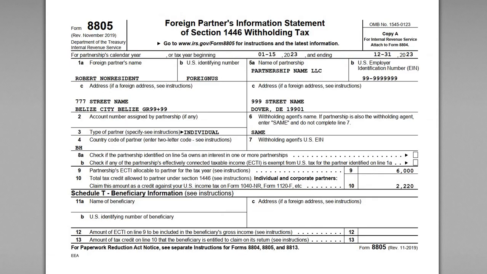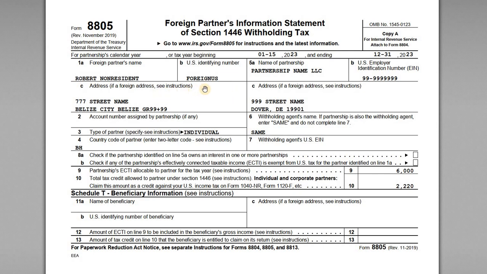So the last item that's included with the K-1 package is this 8805. So the 8805 foreign partners information statement, we have Robert non-resident, the ID number that was attached when the forms are filed, right? So remember, ideally, you should have an ITIN here, right?